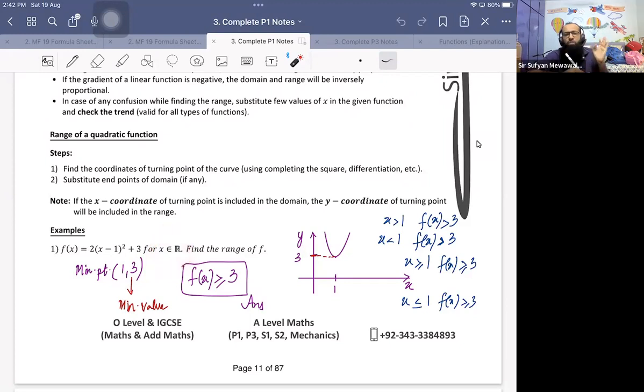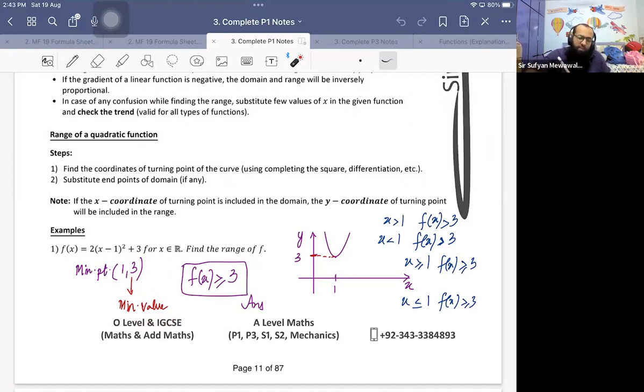real number. तो मैंने कहा था कि if it is a minimum point, how is it a minimum point? Because the coefficient of the bracket is positive, it is a happy face curve, it is going to be a minimum point. So this 3 will be a minimum value. This means y cannot take a value lesser than 3. So y will be 3 or more than 3. So y is called f(x). So the answer will be f(x) is greater than equal to 3.